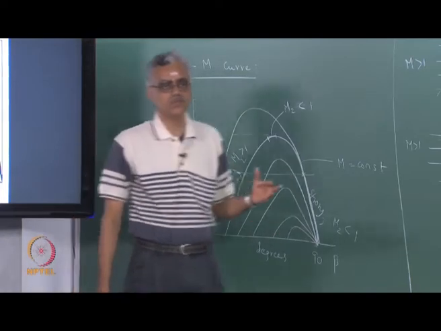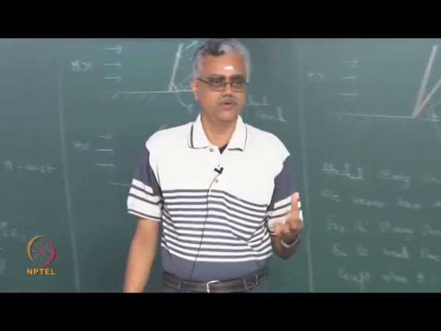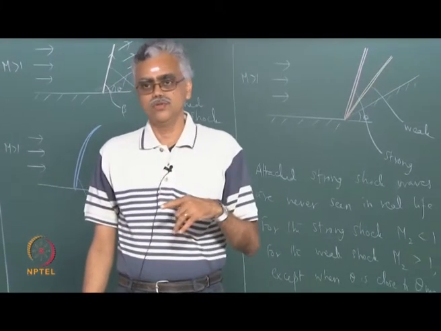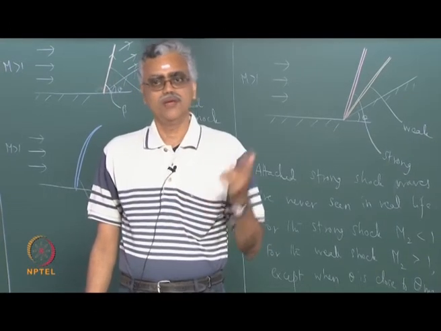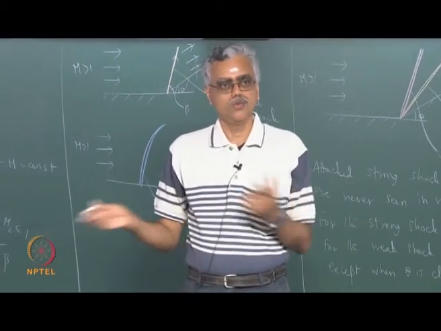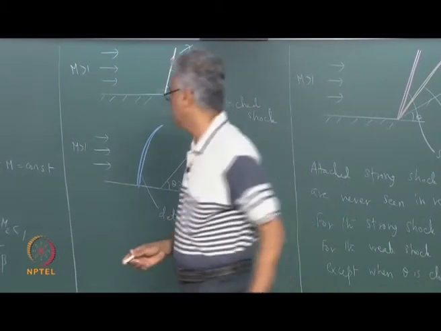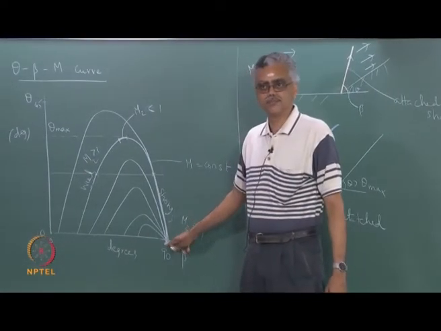Remember, theta for an acoustic wave is 0, there is no deflection of the flow, and the flow velocity is also normal to the wave. So, beta is 90 for the acoustic wave and also for the normal shock solution, right. That is why when this collapses, eventually it will collapse to a point which is over here like this.